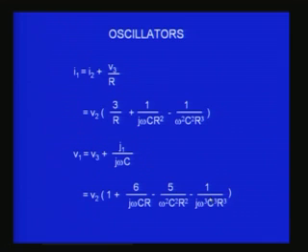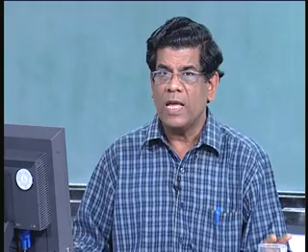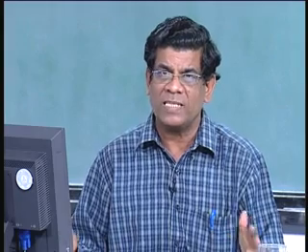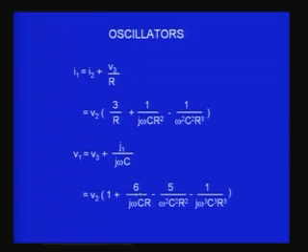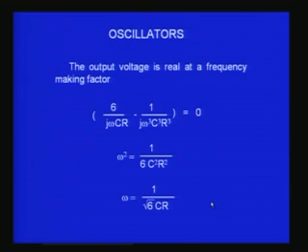Now what is the condition? The output voltage should be real, and therefore I should make sure the imaginary components in this expression become 0. The imaginary components are basically the second term 6 by j omega c R and 1 by j omega cube c cube R cube. These two terms together should become equal to 0. That is what I have written.